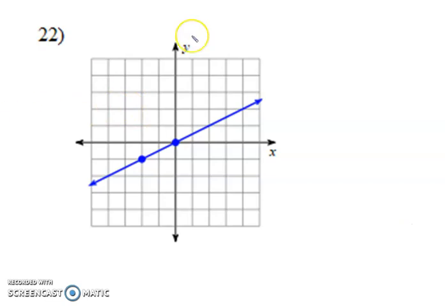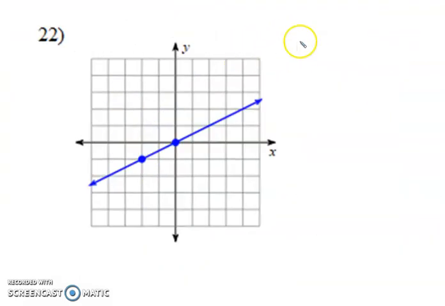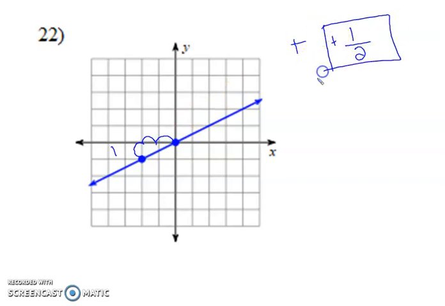All right, number 22. Look at your slope, man. Is that negative, positive, undefined, or a 0? It's a positive. So now I've got a plus. I'm going to rise 1, go over 2. So 1 over 2. Can I simplify positive 1/2? Nope, that's just my answer.